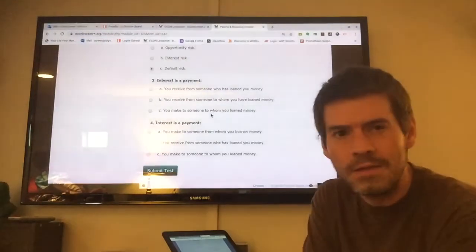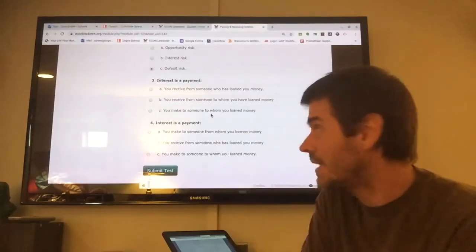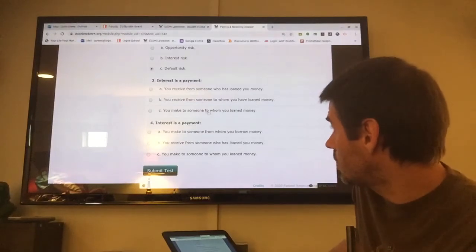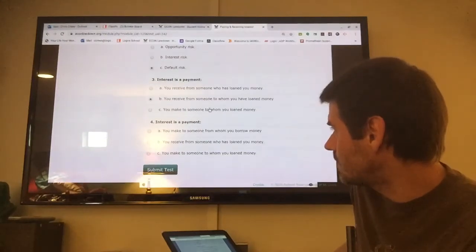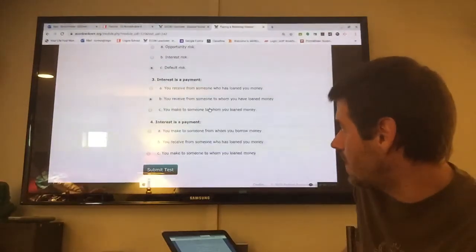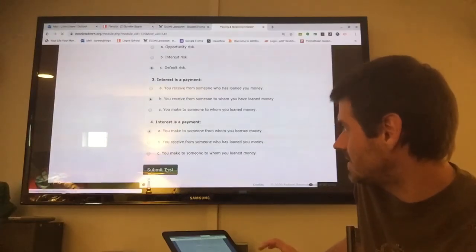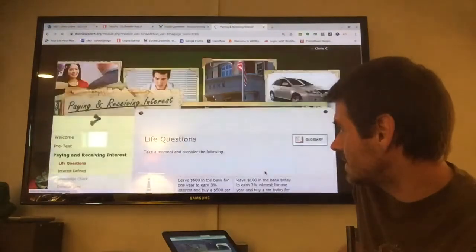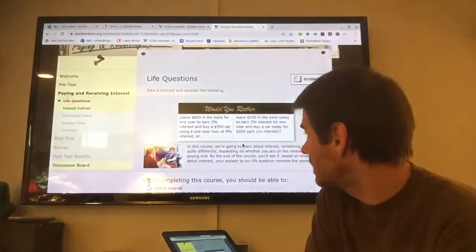So if you loan money, you don't pay them interest. They pay you interest, right? If you borrow money, you pay interest. So interest is a payment you receive from someone to whom you have loaned money, okay? And number 4, interest is a payment you make to someone from whom you borrow money. Yes, submit test. Pretty sure I got 100% on that. But let's take a look at what the rest of this is. This looks like a pretty short, easy course.